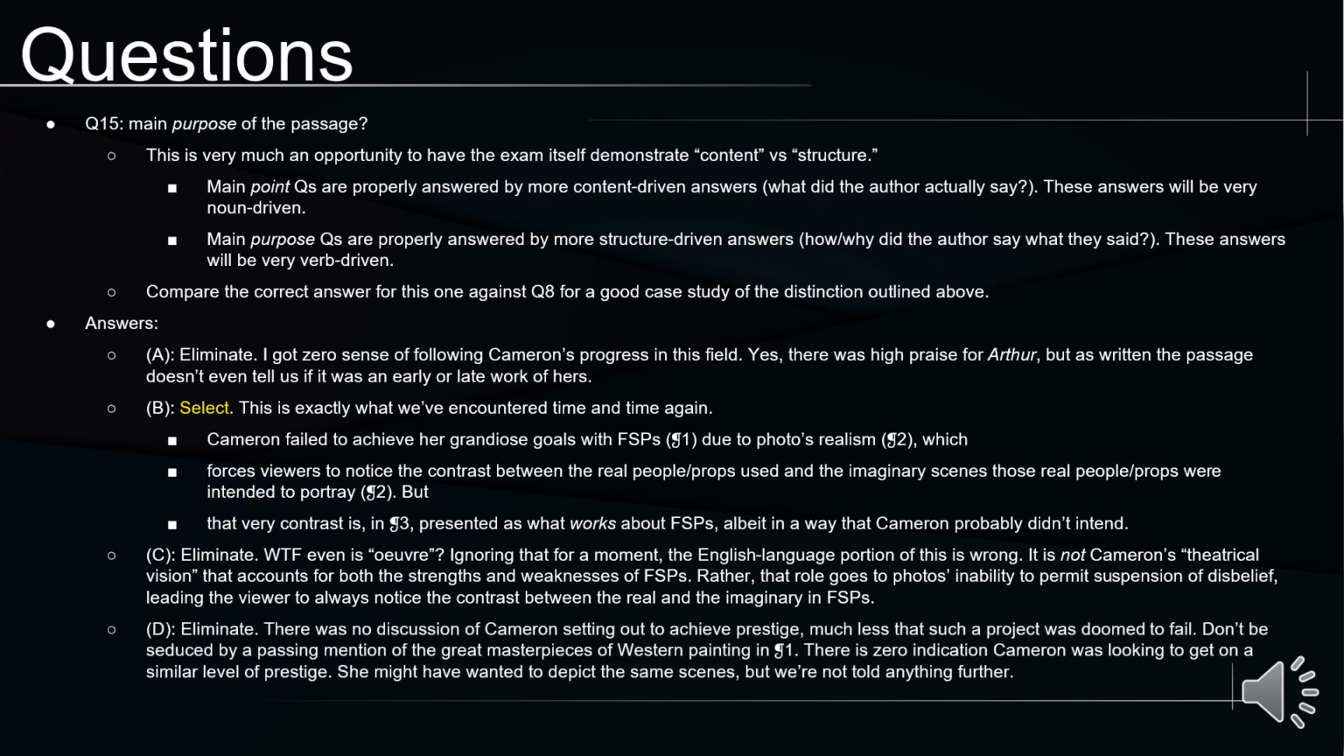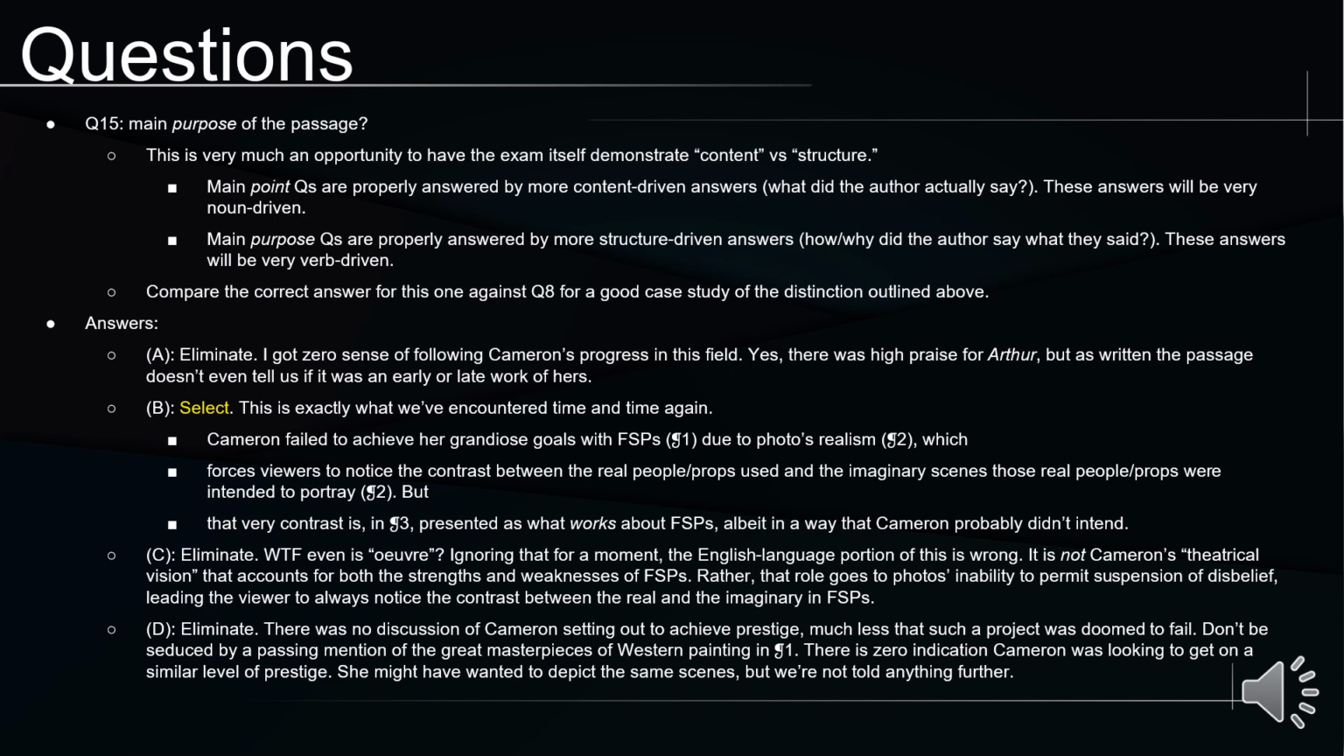There was no discussion of Cameron setting out to achieve prestige like D is suggesting, much less that such a project was doomed to fail. Don't be seduced by a passing mention of the great masterpieces of Western painting that came up in paragraph 1. There is zero indication that Cameron was looking to get on a similar level of prestige. She might have wanted to depict the same scenes, but we're not told anything further than that.